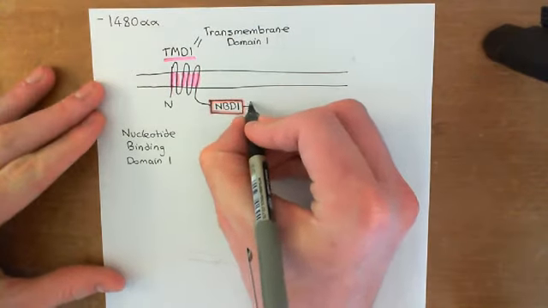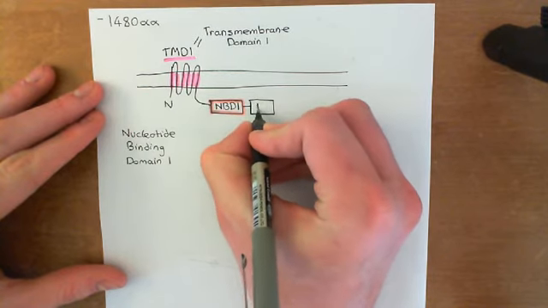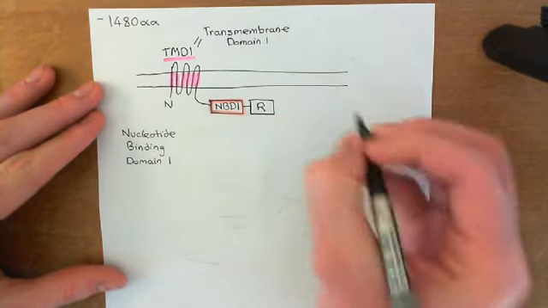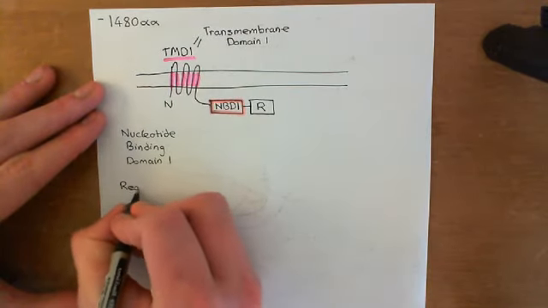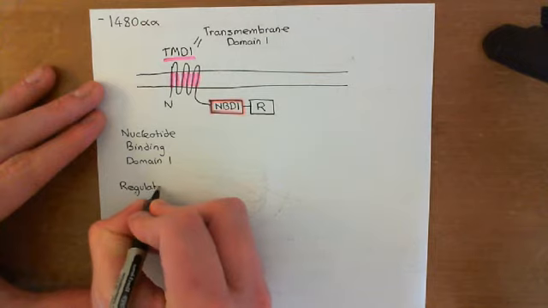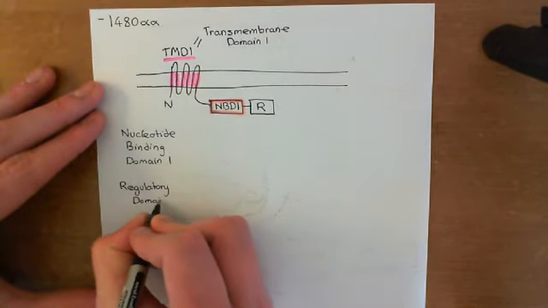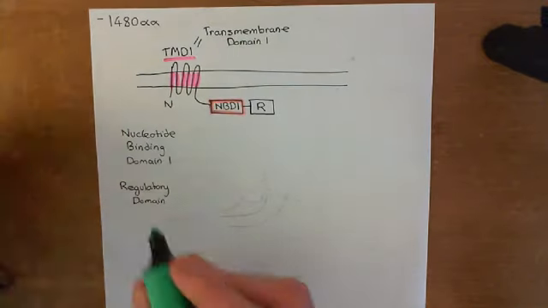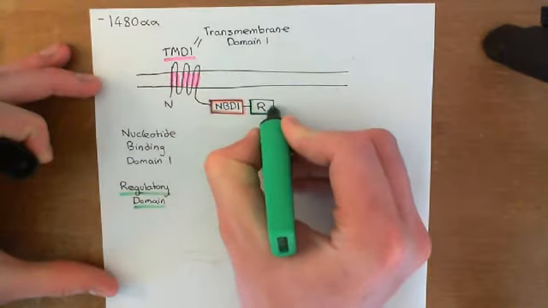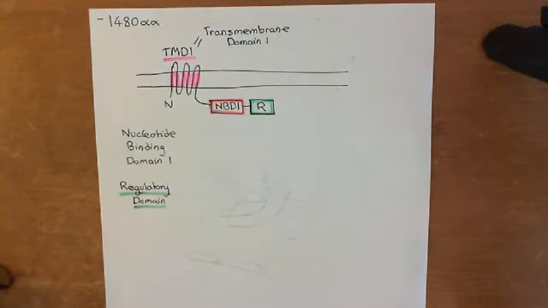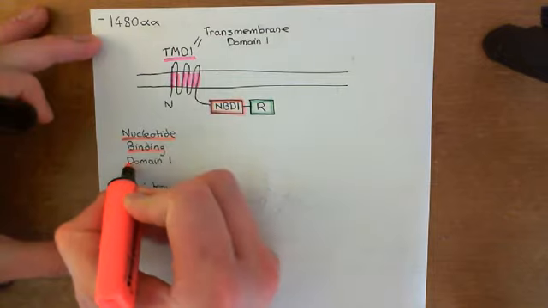After the nucleotide binding domain 1, you have the next domain here, which is known as the regulatory domain, which I'll just abbreviate to R. So R is for the regulatory domain. I should color code this. I'll color in the regulatory domain in green here. So the regulatory domain is here in green, and the nucleotide binding domain 1 we'll have here in red.